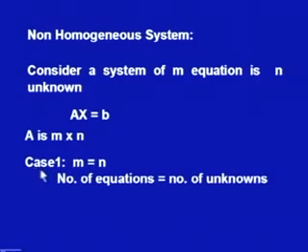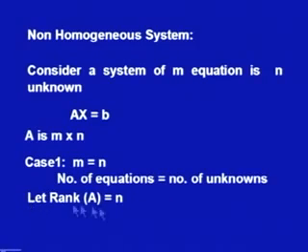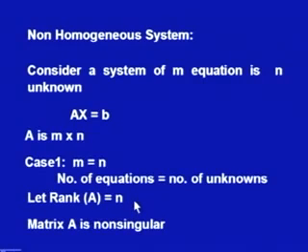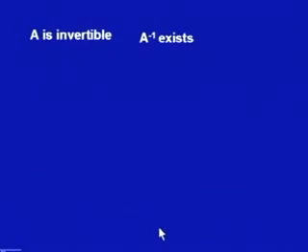Now, we consider different cases. Case 1 is when m = n, that is the number of equations is equal to number of unknowns. In that case, the matrix A is a square matrix. So, let us consider a situation when rank of A is equal to n. So, if rank of A is equal to n, that means matrix A is non-singular, and if the matrix A is non-singular, then the matrix is invertible.